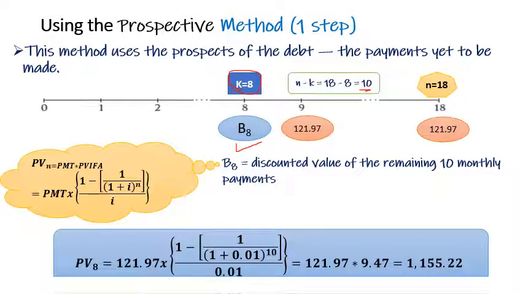So we will multiply the value of each installment times the present value interest factor for the annuity of 1% over 10 periods. So the installment of 121 times the factor of 9.47, so the remaining balance of outstanding loan, or the value of outstanding loan will be $1,155.